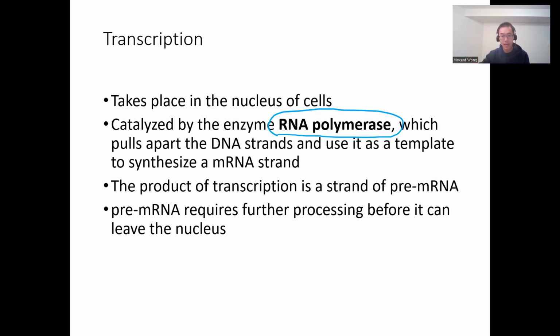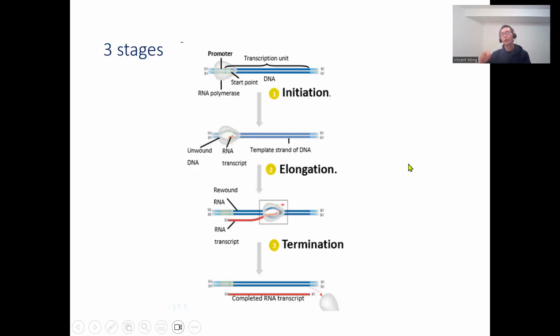Now, the product that we make is not perfect. I told you it's not ready yet. We call that the pre-mRNA. We must further process it before it can leave the nucleus. Don't worry about the further processing at this point. Just focus on how we make the pre-mRNA. So there are 3 stages in transcription. We have initiation, which basically means the start of the transcription.